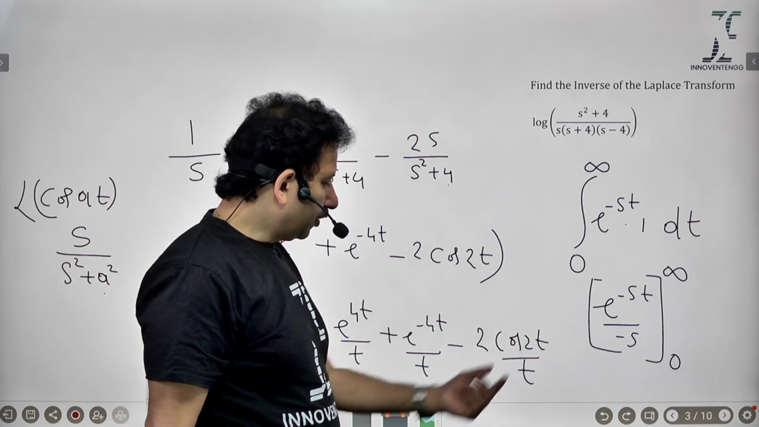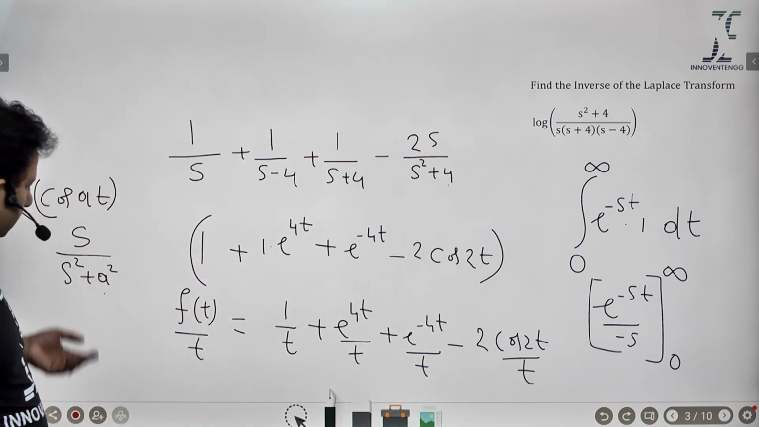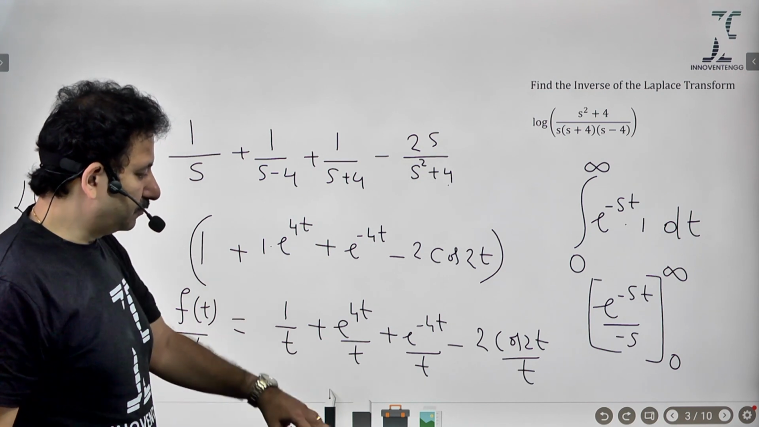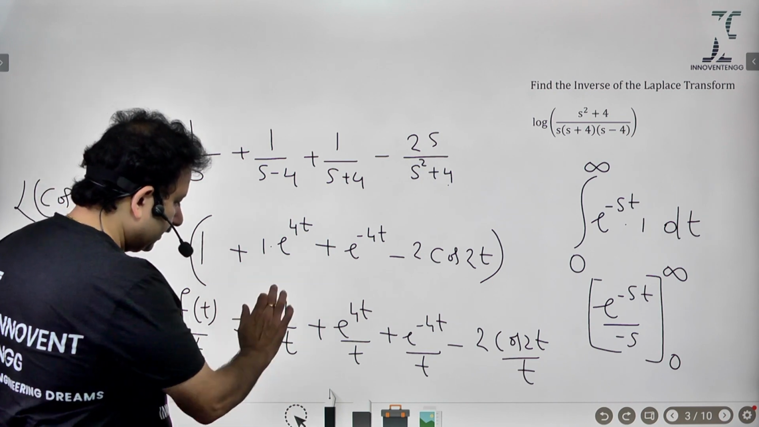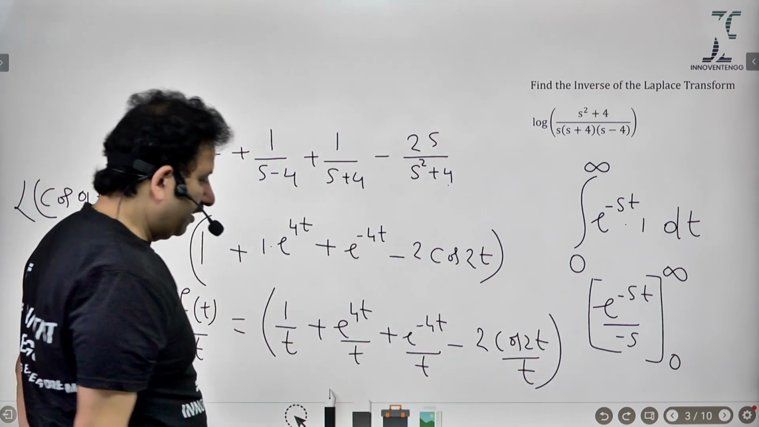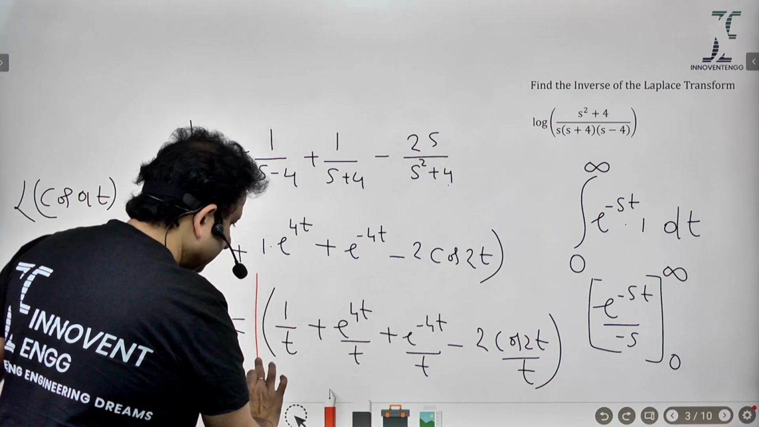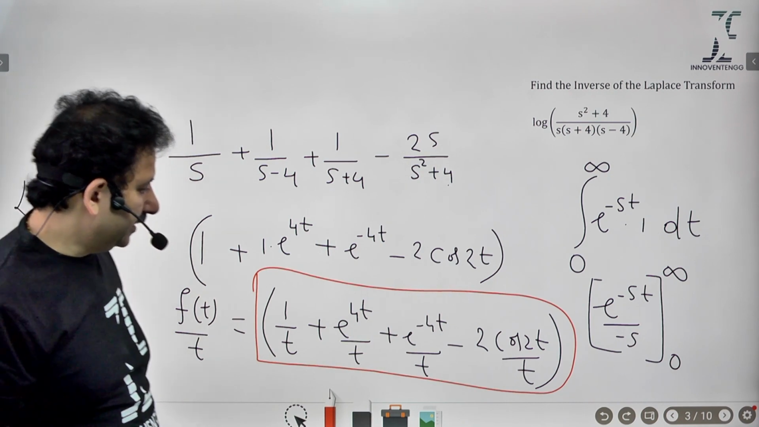And similarly, for cos 2t, you will have to integrate this particular expression, s by s square plus 2 square, of course, in this case from s to infinity, then only you will get the log terms. So it makes complete sense now. This is your final answer. So I can square bracket it, and let us once again understand what exactly we did.